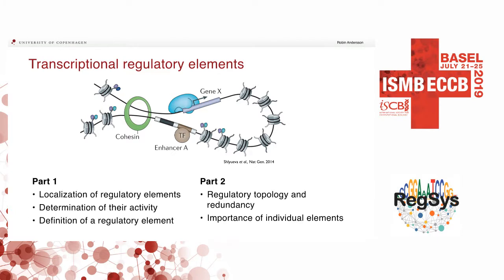My talk is divided into two parts. I will start by describing our efforts to localize regulatory elements based on transcription initiation data and how we can use that kind of data to determine the enhancer and promoter activity of regulatory elements. That will also lead to our current thoughts about the need to perhaps revise the definition of a regulatory element. More on that later. In the second part, I will talk about our recent efforts to use expression data to model regulatory topologies and regulatory redundancies and how we can make use of this to say something about the importance of individual elements.